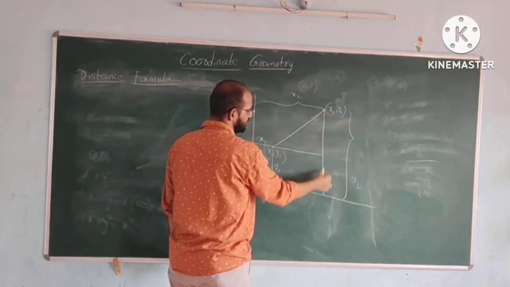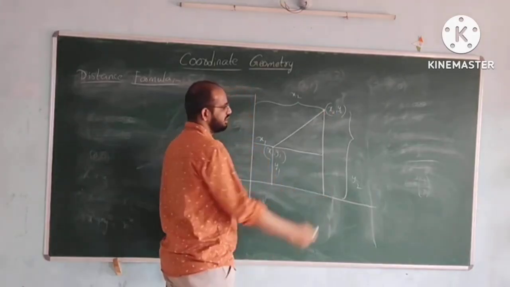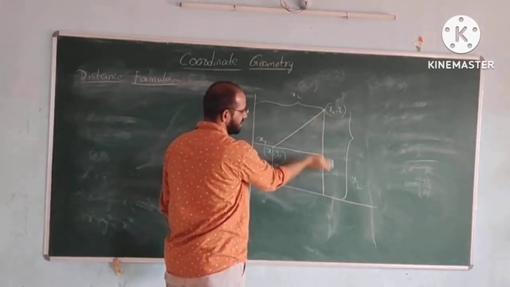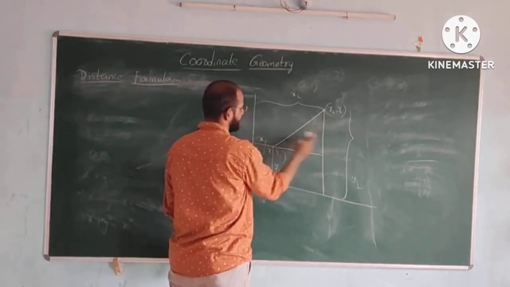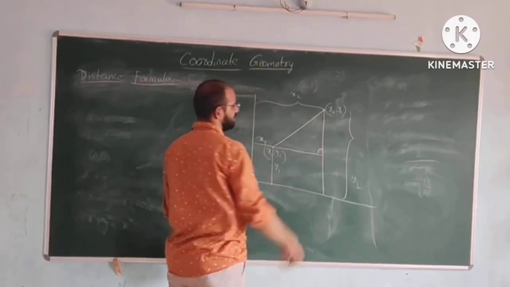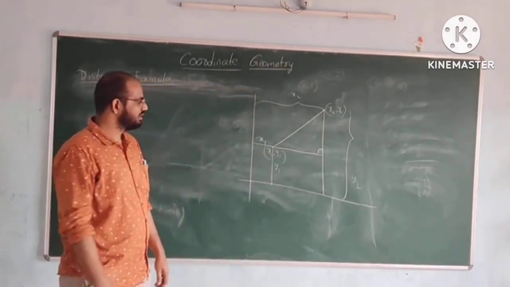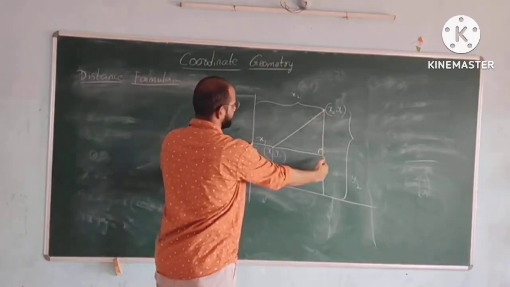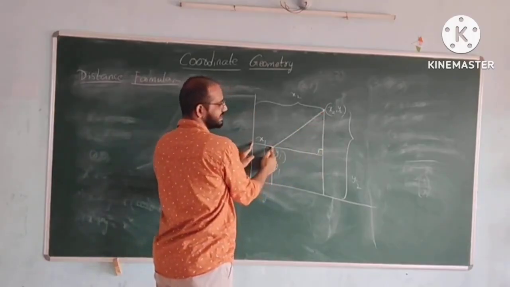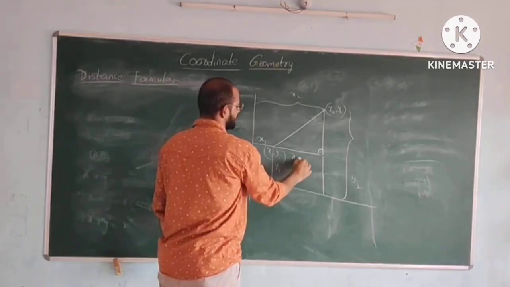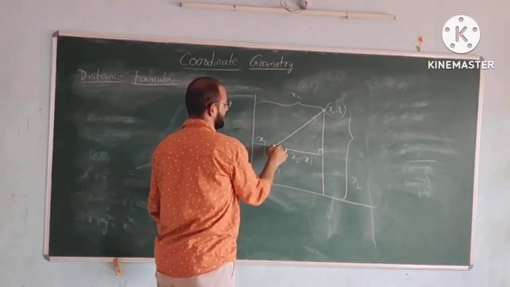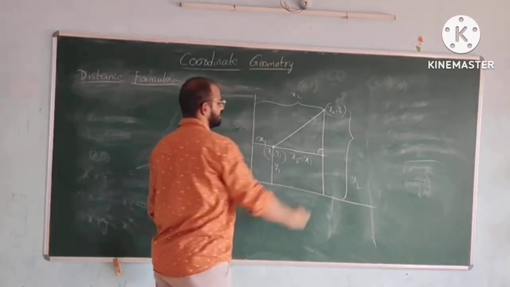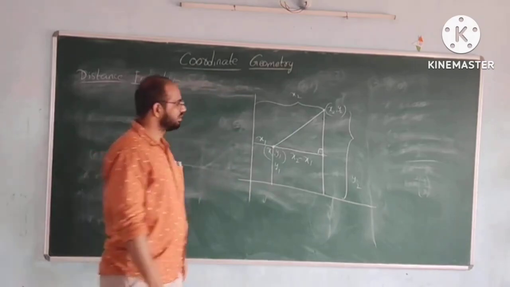This line is perpendicular to the x-axis because we are measuring the distance from the x-axis, so it is at 90 degrees. Right. Up to here the distance is x2, and up to here the distance is x1. So this distance is x2 minus x1.